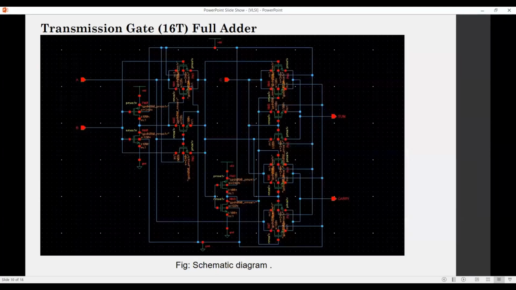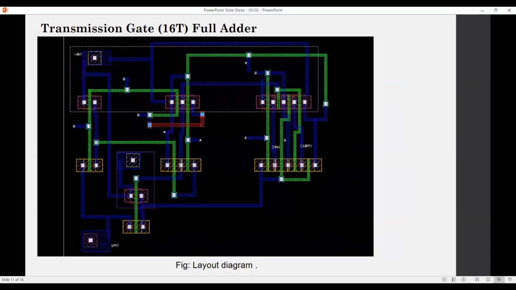Now here is the schematic diagram of the full adder using transmission gate logic. In this diagram, there are 8 PMOS and 8 NMOS, in total 16 MOSFETs. This is the layout of the full adder using transmission gate with no DRC error and no LVS error. So both the schematic and layout of the transmission gate full adder match.